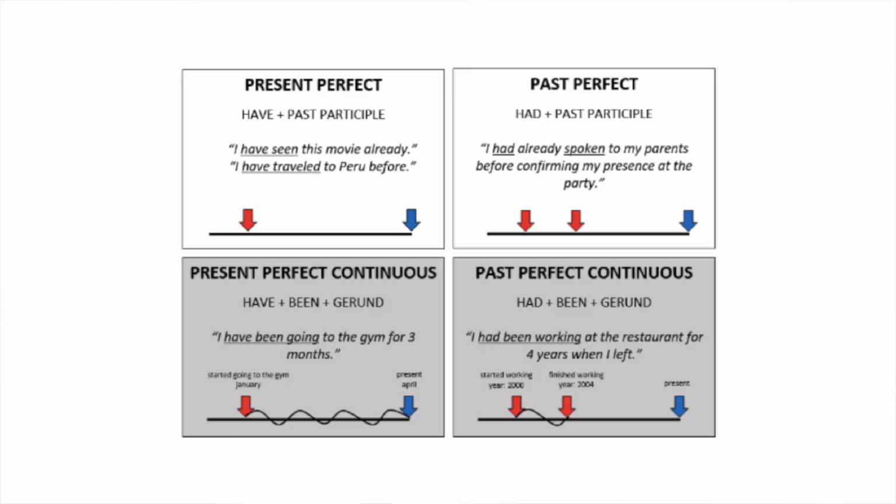Lastly, the past perfect continuous contains two moments in the past. One, when the action starts, and the other, when the same action ends. But what makes it continuous is the fact that the action was not interrupted between its beginning and end. Like here, I had been working at the restaurant for 4 years when I left. I started working in the year of 2000 and did not stop until I quit in 2004. Now I am just reporting this information.